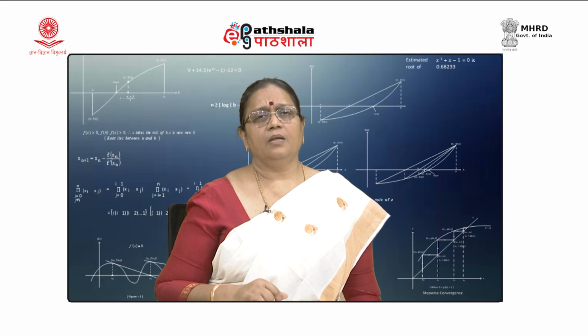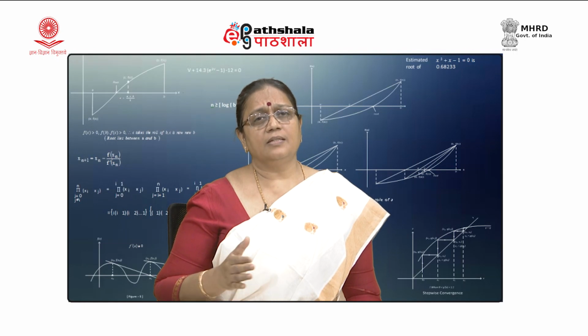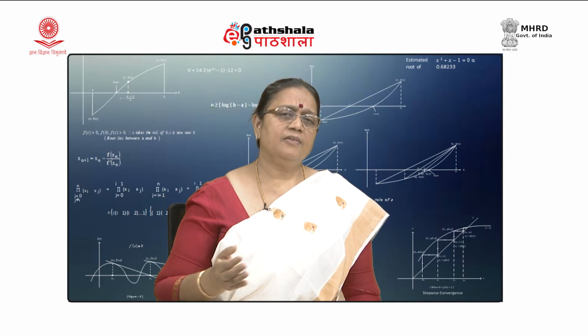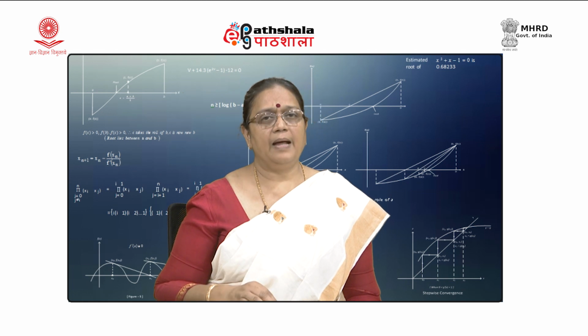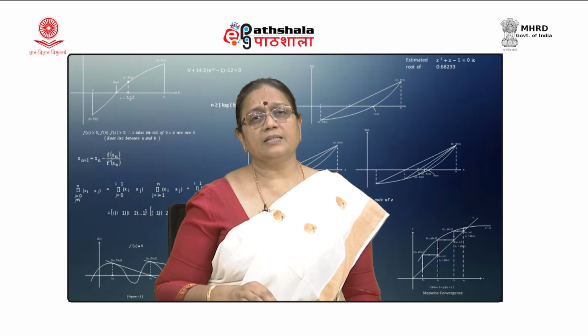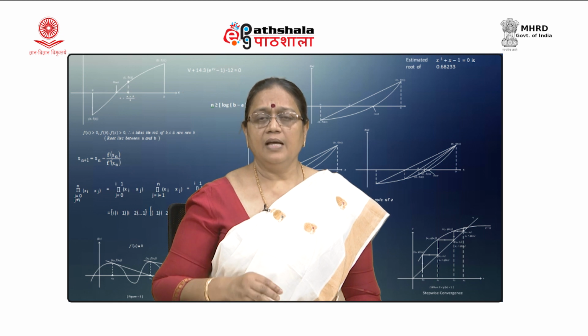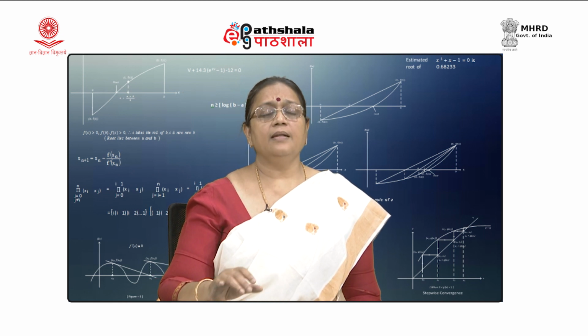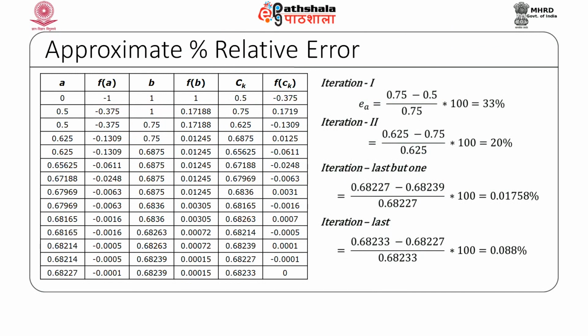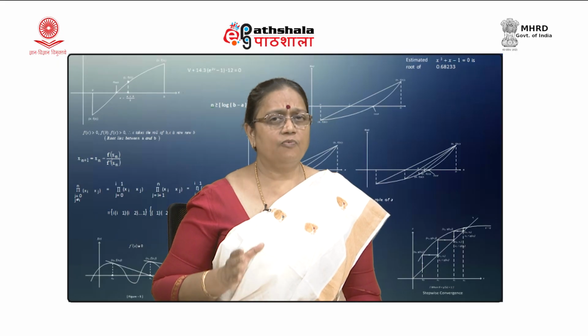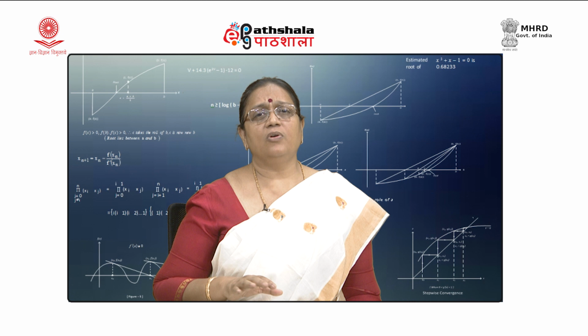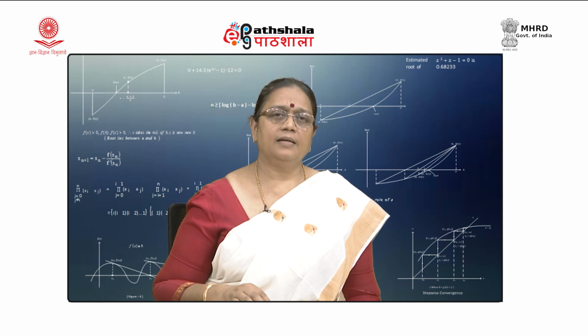Now, if we want the answer to desired accuracy, as I said, we can take epsilon a to be less than epsilon, and many times we are interested in the answer correct to a certain number of significant digits. In that case, the absolute value of E a should be less than half into 10 raised to 2 minus m, where we need the answer correct to m significant digits. Now, this formula is due to Scarborough. What significant digit means and what this formula means, we will discuss at length in our next lecture.